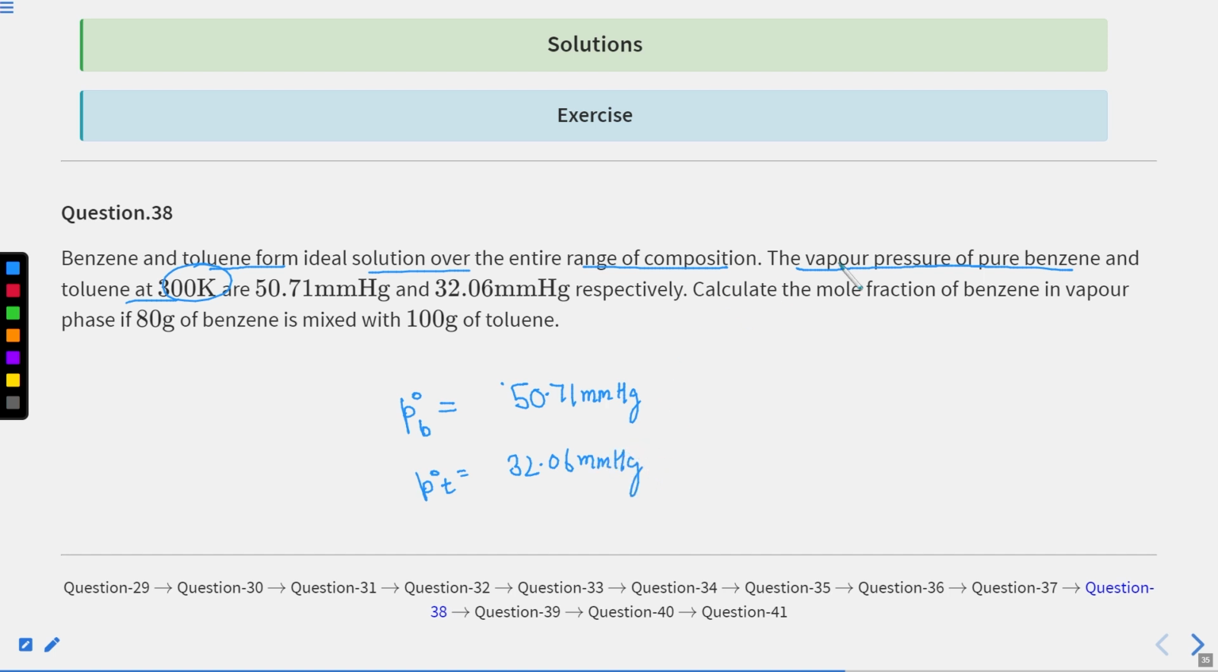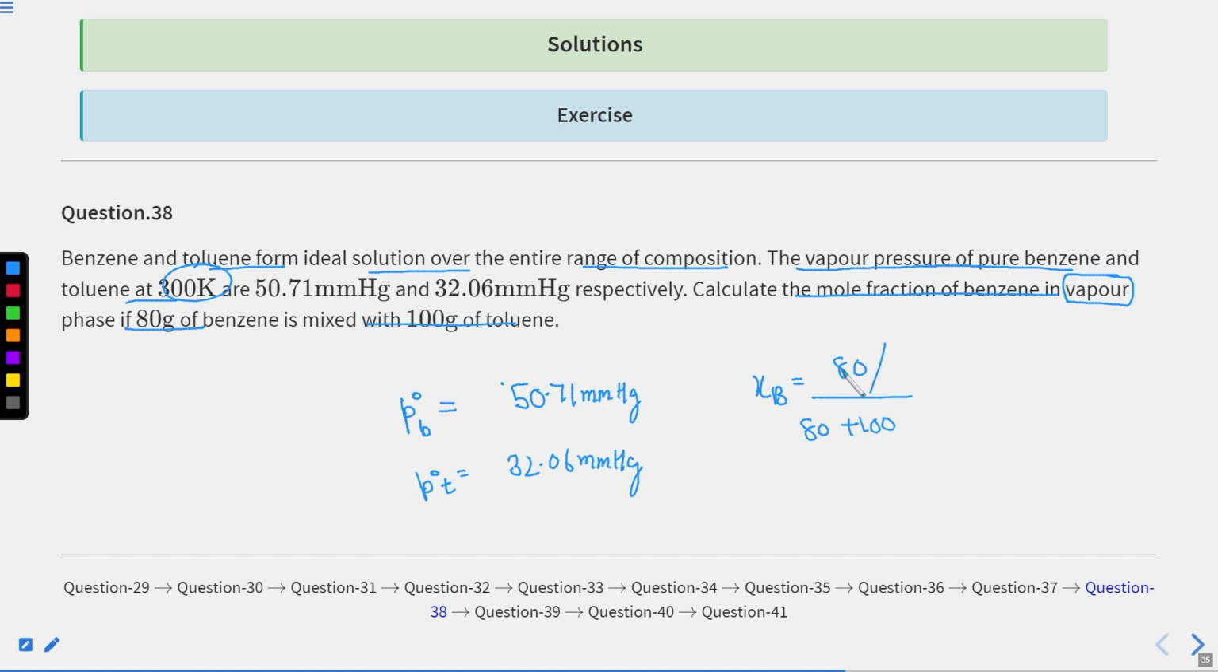Now we have to calculate the mole fraction of benzene in vapor phase if 80 gram of benzene is mixed with 100 gram of toluene. How will we calculate mole fraction? We have to calculate it in the vapor phase, so first of all, we will calculate the mole fraction in the solution phase. That would be very simple. To calculate the mole fraction of benzene, it would be 80 by 80 plus 100.